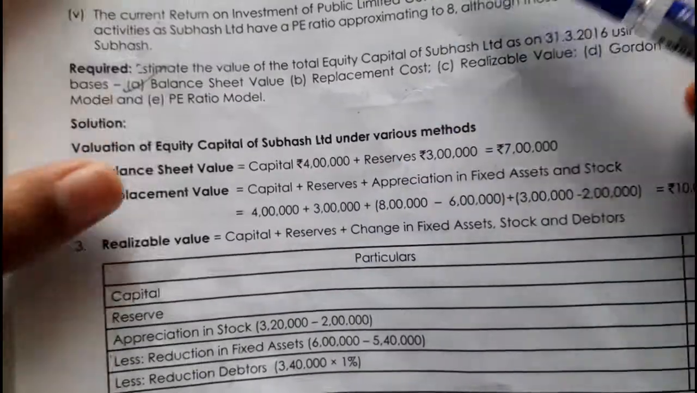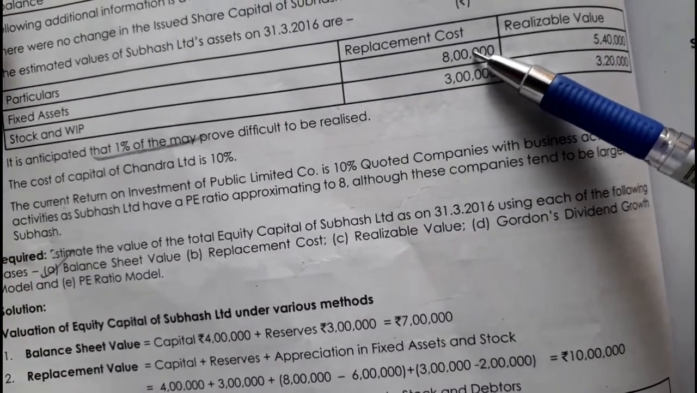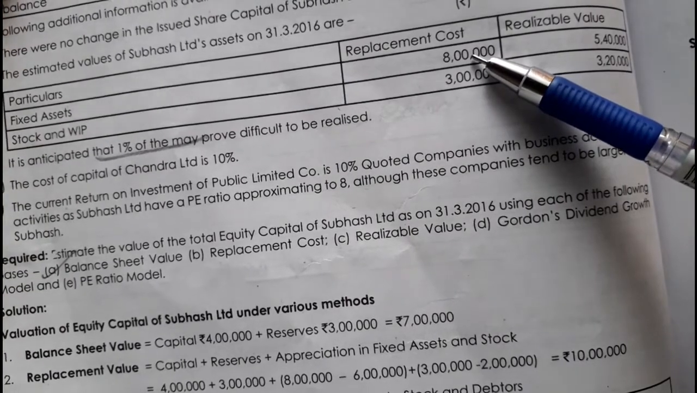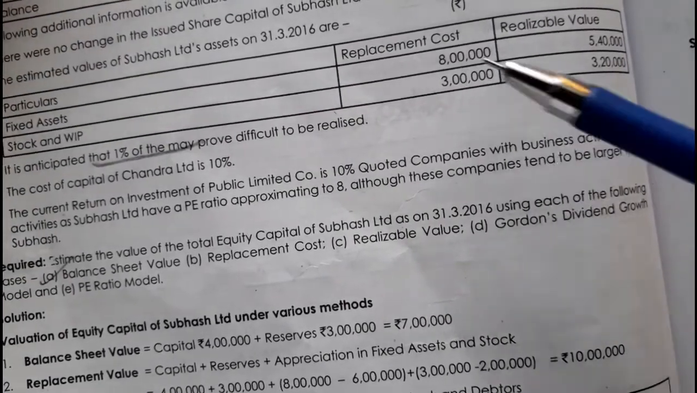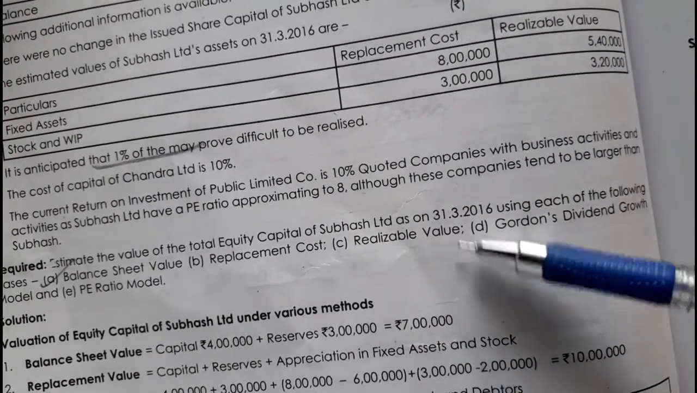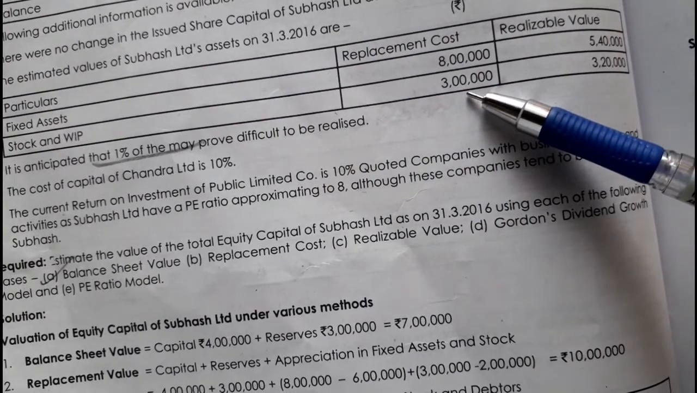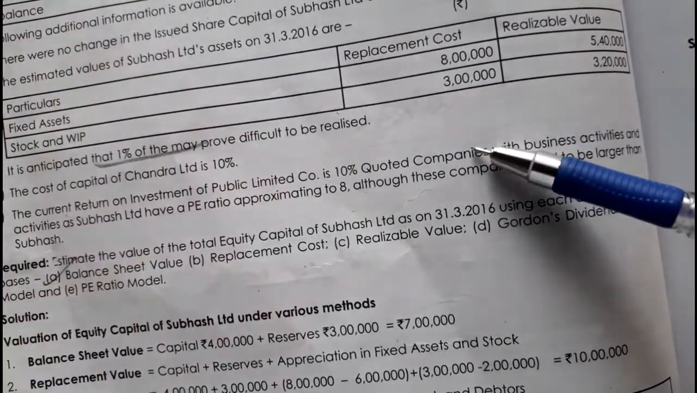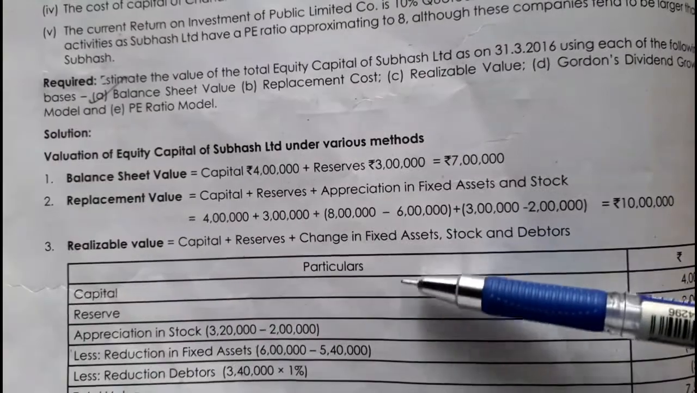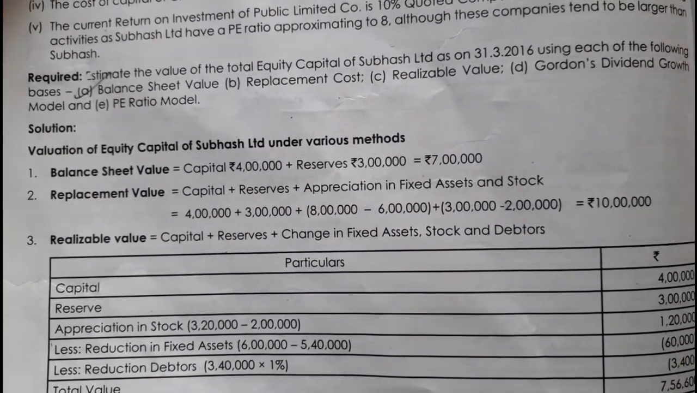Replacement value: we have to add this replacement amount, that is fixed assets. It would be replaced with 8 lakh, and right now it is at 6 lakh in the balance sheet, so 2 lakh would be added. Stock also has a replacement cost of 3 lakh, and right now it's 2 lakh. So the difference will increase the equity value. Okay, so this has been the replacement value.